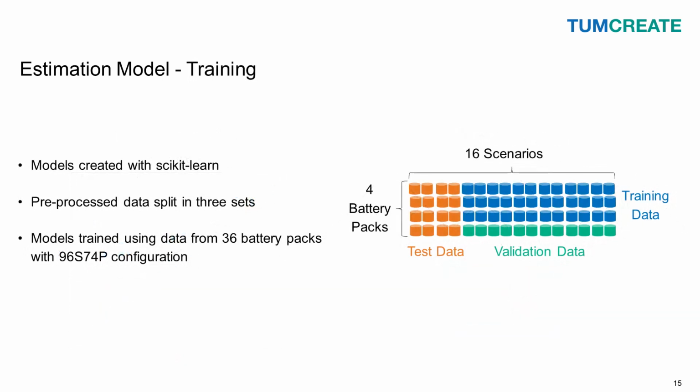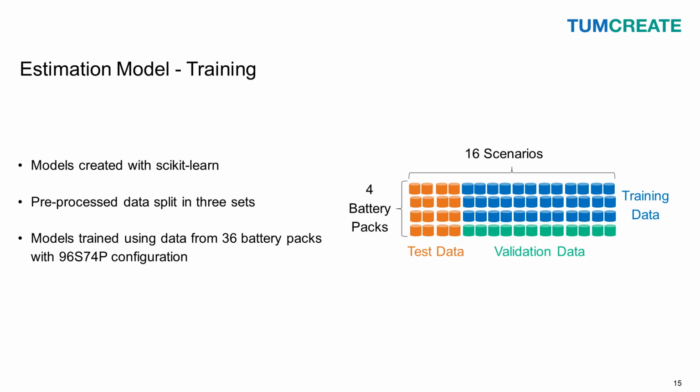So the training for our model we've done with the Python machine learning suite scikit-learn. We split our pre-processed data into three sets. One is the training data, one for validation, and one for test. So as you can see, we've simulated 16 scenarios where we varied the drive cycle, the usage pattern, the temperature, the climate. And we've calculated 4 distinct battery packs or vehicles for each scenario with a random starting distribution of battery parameters and aging parameters.